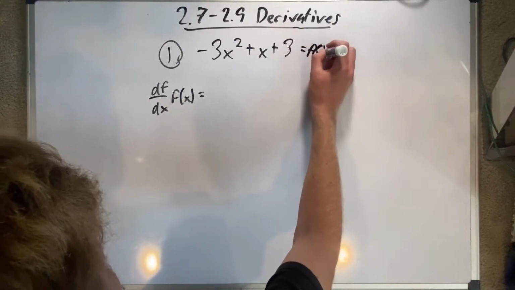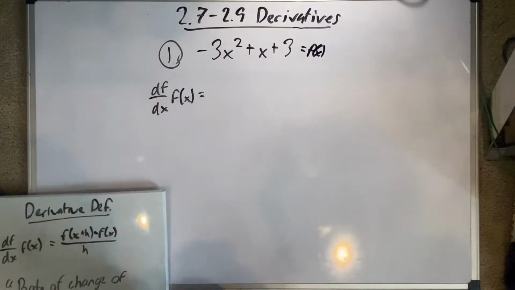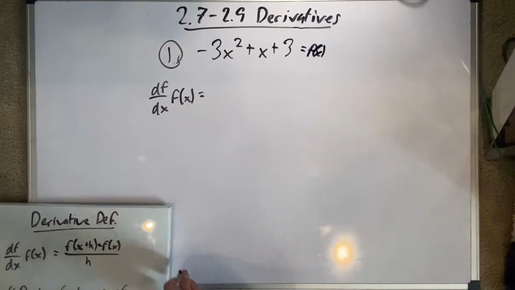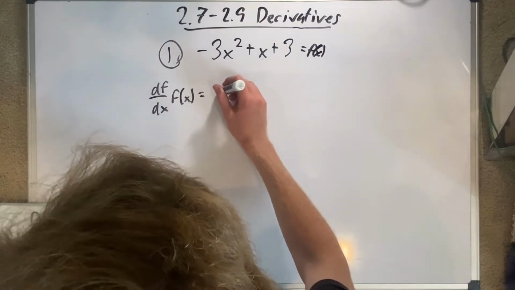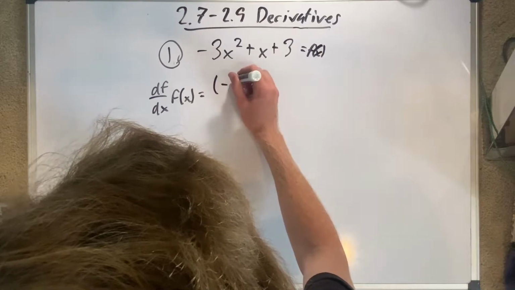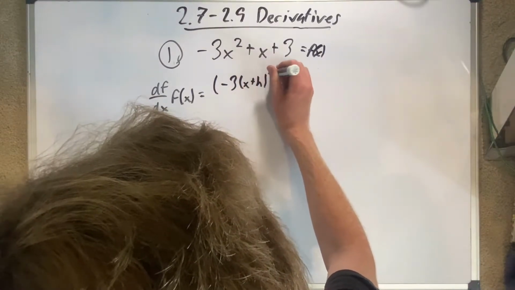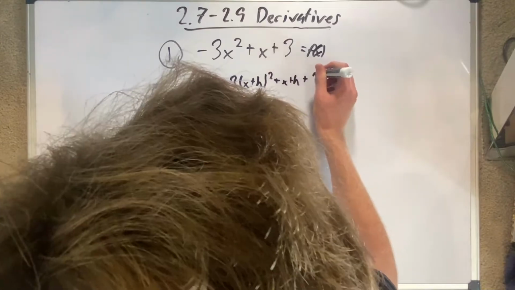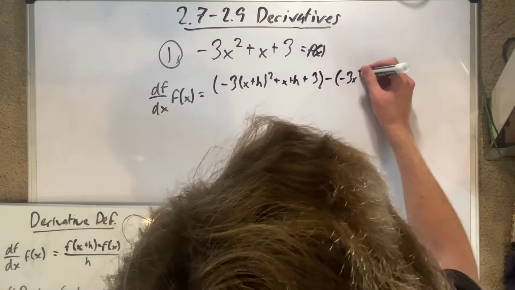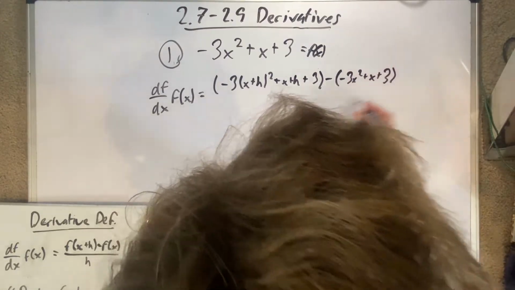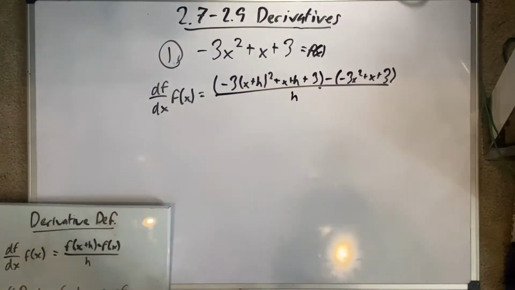I'm going to keep it down here at the bottom so that way it's still visible. At the top we have negative 3 times x plus h squared, plus x plus h plus 3, minus negative 3x squared plus x plus 3, all over h. Holy crap, that's a lot there. So we just have to simplify it. That's all we have to do.